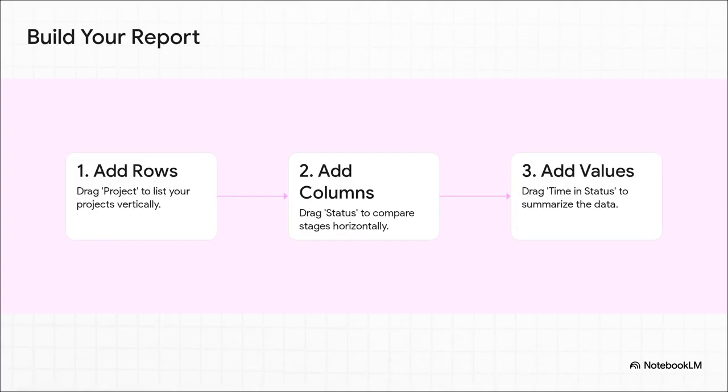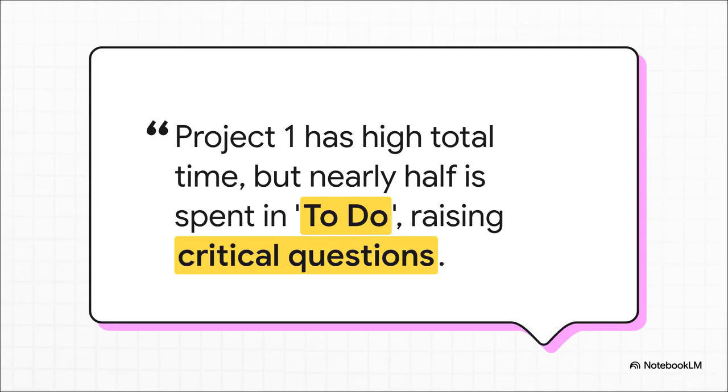Getting started is honestly so simple. You do not need to be a data wizard. With just 3 quick drag-and-drop moves, you can turn that mountain of raw data into a clean, organized, easy-to-read summary. And just like that, boom, you have a table showing you exactly how much time is being spent in each status, all broken down by project. And right away, insights just start jumping out at you.